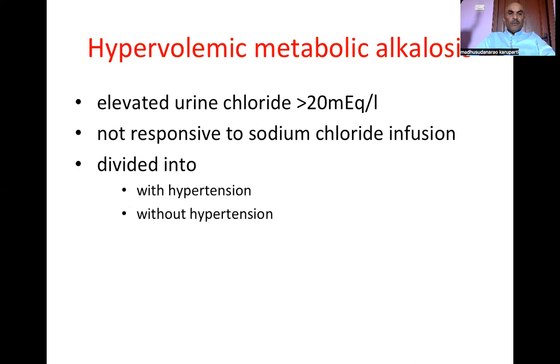There is another situation wherein there is hypervolemia with metabolic alkalosis. This is associated with elevated urinary sodium chloride, which is more than 20 milliequivalents per liter. This condition is resistant to chloride infusion. It is further divided into those associated with hypertension and those without hypertension.